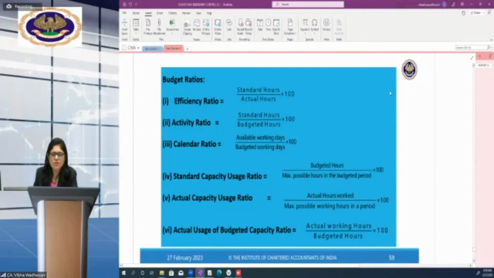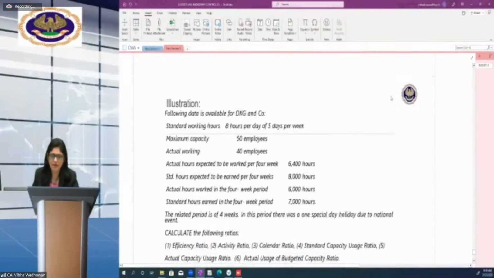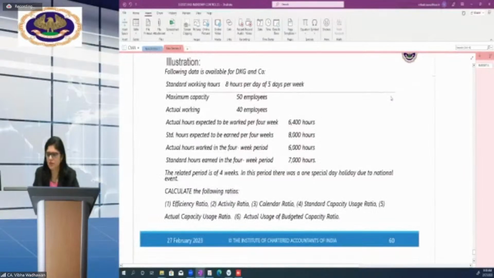Actual usage of budgeted capacity ratio: the actual working hours divided by the budgeted hours. So there are different parameters on the basis of which we can calculate the deviations between the budgeted and the standard. All right. Let's see if we have a practice question. All right. We have a practice question also here.